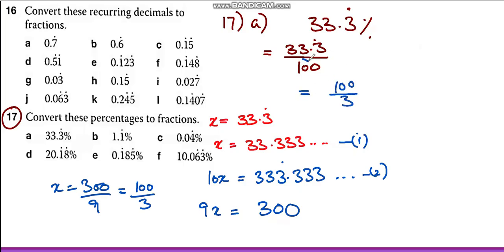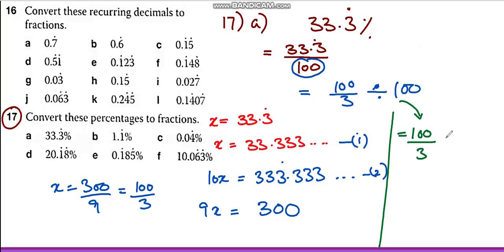And as we know that it is being further divided by 100 because of the percentage, so we can represent this number as divided by 100 in this form. Now to further solve it, we can apply the rule: keep, change, flip. So it's 100 divided by 3 times 1 over 100. And if we cancel these both numbers, 100 and 100, we get 1/3 as our simplest form. So this is the answer.